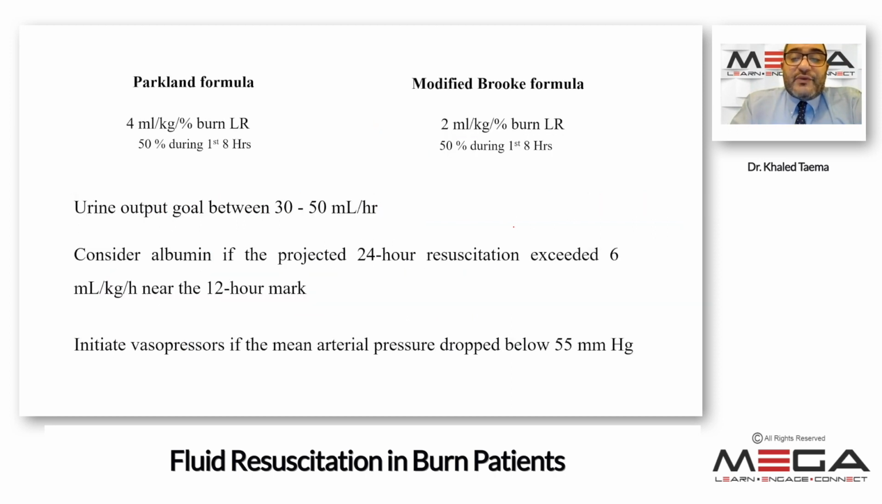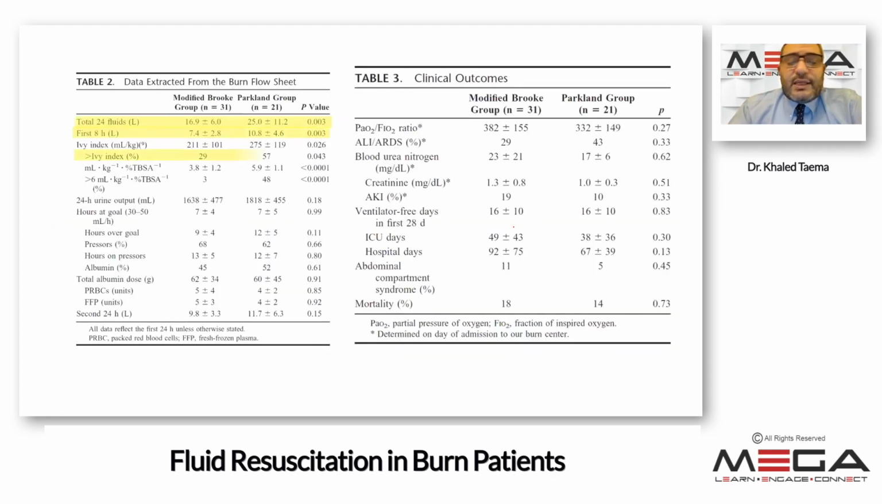Comparing both formulas, the Parkland formula and the modified Brooks formula, in a retrospective study involving about 58 patients with a targeted urine output of 30 to 50 milliliter per hour, it showed, and this is expected, that the volume used for resuscitation in the first 24 hours was significantly lower with the modified Brooks, which stated the use of 2 milliliter compared to the 4 milliliters used in the Parkland formula.